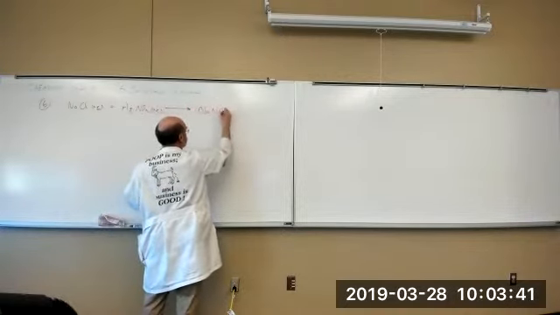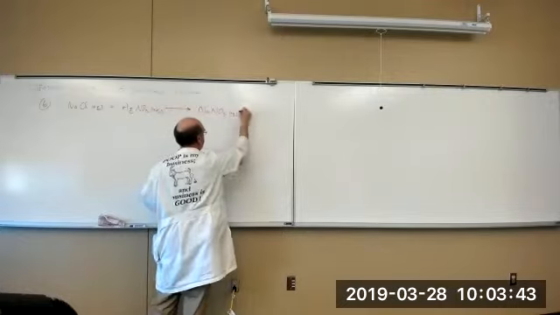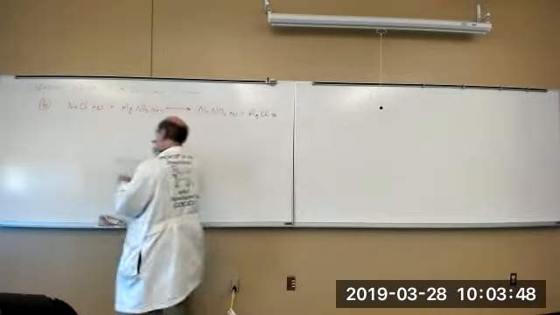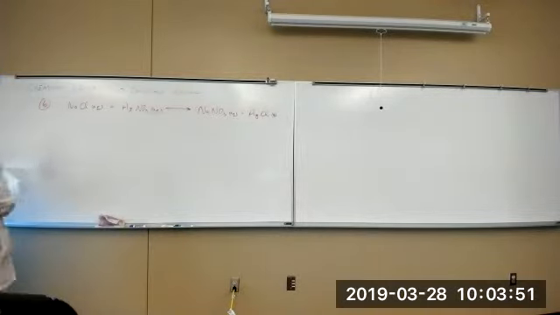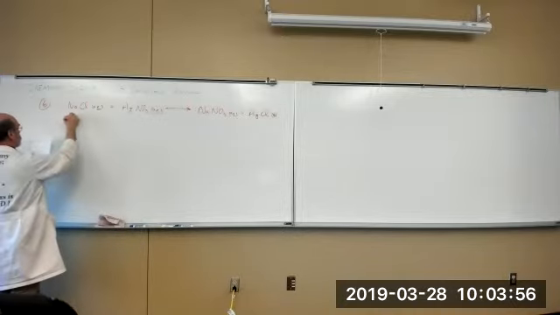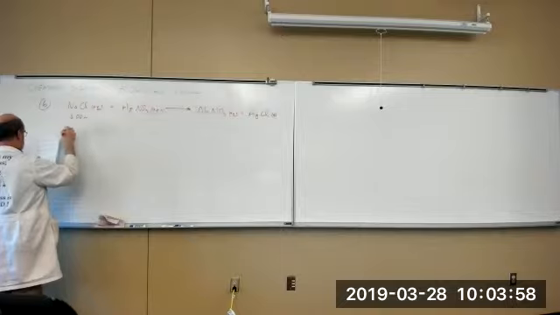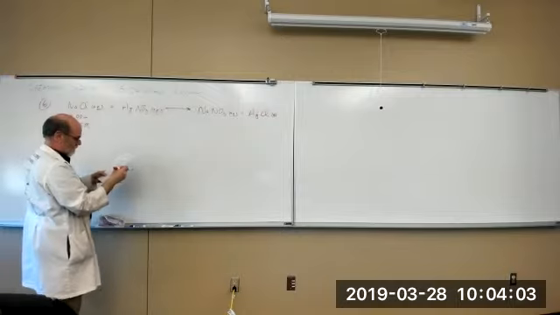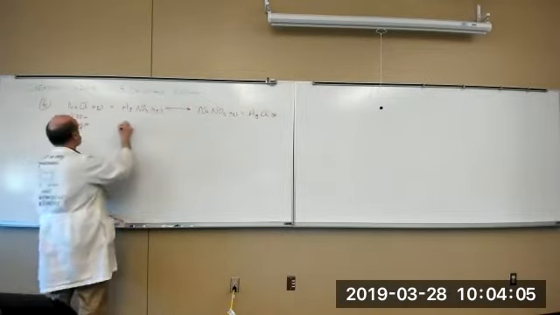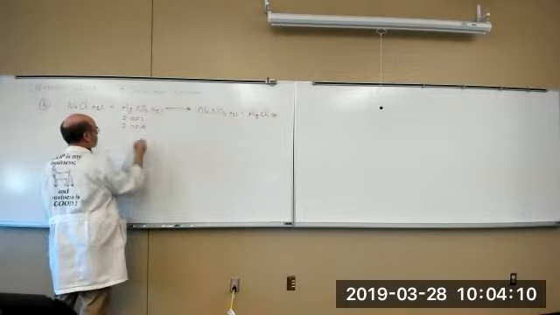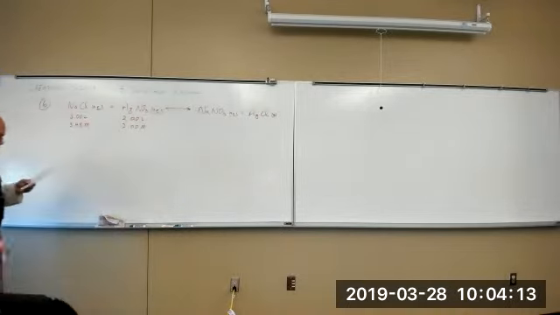Sodium nitrate and silver chloride. Okay. Now the information that we're given is 3 liters of 3.48 molar sodium chloride, and silver nitrate is 2 liters of 2.7 molar. Now what's the question? The question is, what's the concentration of sodium ion?